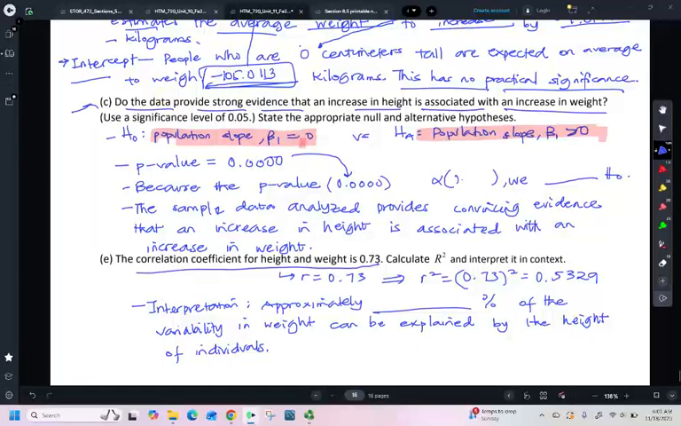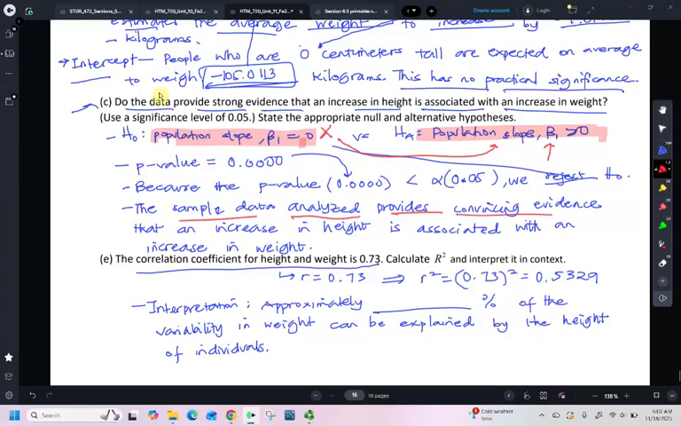Because the p-value is less than whatever alpha level you're choosing, the 5% level of significance as required by the question, that leads us to reject the null hypothesis in favor of the alternative. The alternative is saying that the slope is significant. So the sample data provides convincing evidence that an increase in height is associated with an increase in weight, probably up to a certain age.